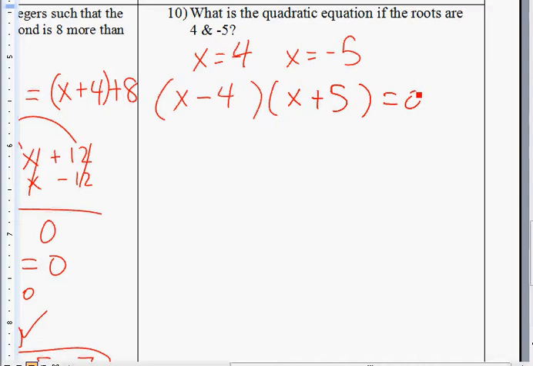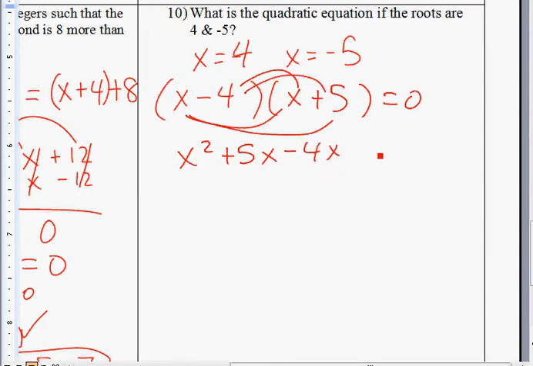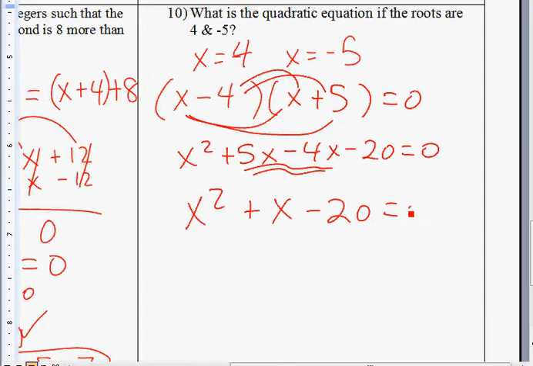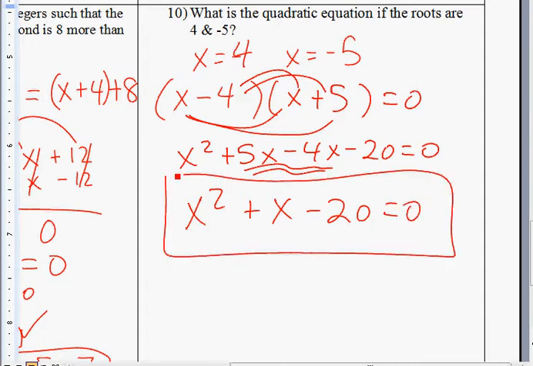And now you just have to FOIL or multiply the two binomials. Right? X times x, x squared. X times 5, positive 5x. Negative 4 times x, negative 4x. And negative 4 times 5, that's negative 20 equal to 0. The two middle terms you can always combine because they're like terms. Get x squared plus 1x, or just x, minus 20 equals 0. And there you go. That's your answer for question number 10.